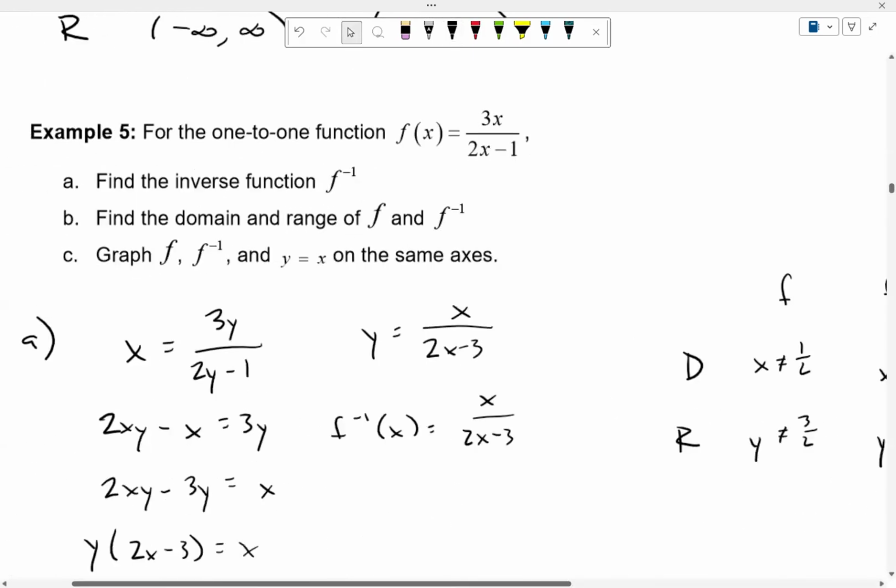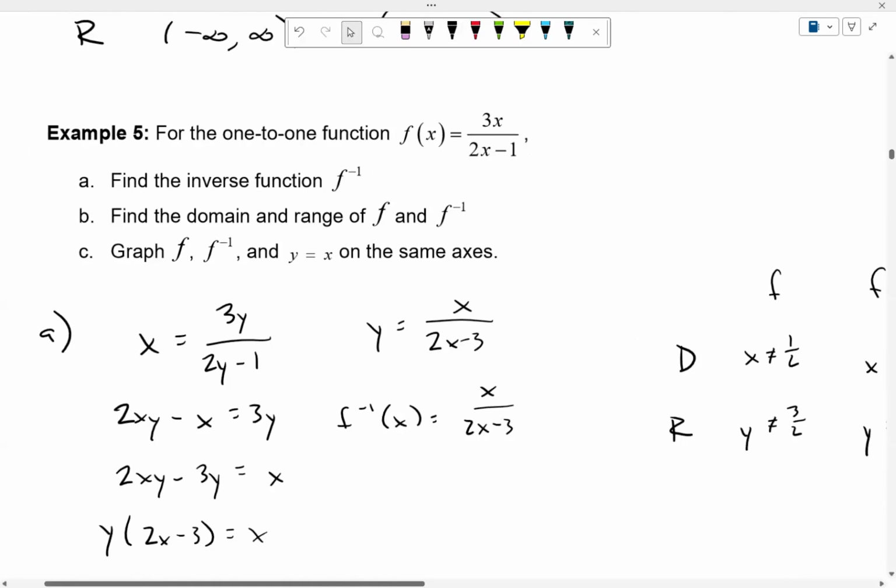In your mind's eye, could you see the domain of the function in the graph? In the graph of the function, could you see it? It is in the form of a vertical asymptote, isn't it? Could you also see the range, that y can't equal 3/2? That is in the form of a horizontal asymptote.